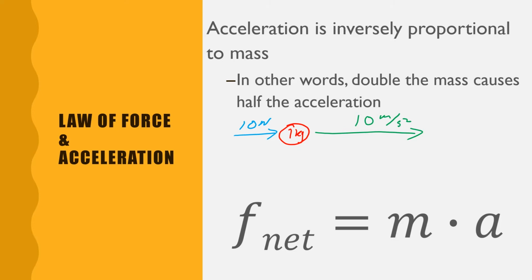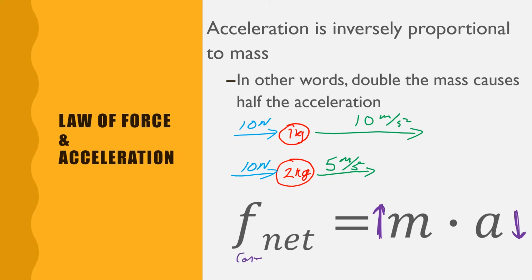Now this time, I'm going to change the mass to 2 kilograms. I get a different ball, and I'm going to push it with the same amount of force, 10 newtons. What we'll see is that my acceleration will decrease to 5 meters per second squared. That's because as my mass goes up, my acceleration will go down if I'm using a constant force.